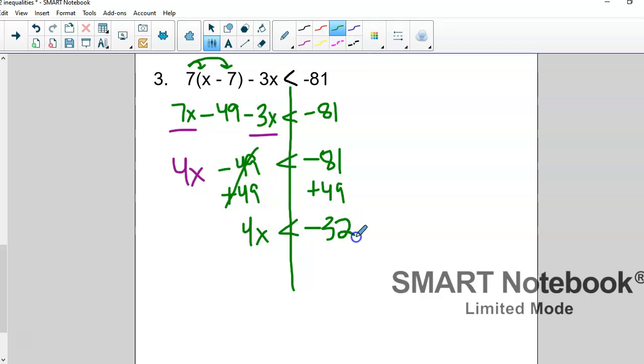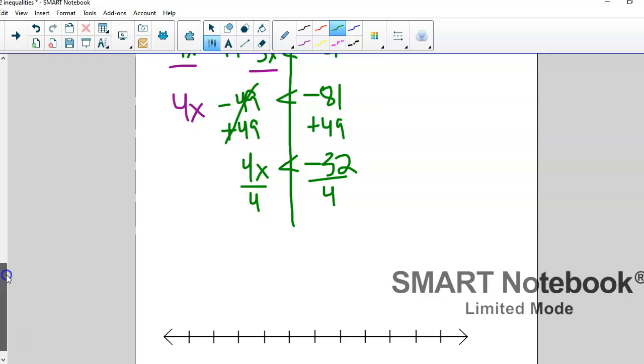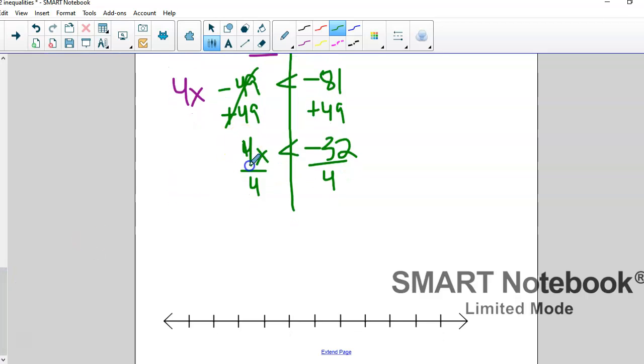All right, one more step left. We're trying to isolate the x. So I'm going to divide both sides by 4. And notice this is a positive 4. So do you think I should flip my symbol to be a greater than instead of less than? Hopefully you said no, because we don't want to flip our symbol because we're dividing by a positive number. Even though the 32 is negative, the number that we're dividing by is not. And negative 32 divided by 4 is negative 8. So our final solution set is x is less than negative 8.